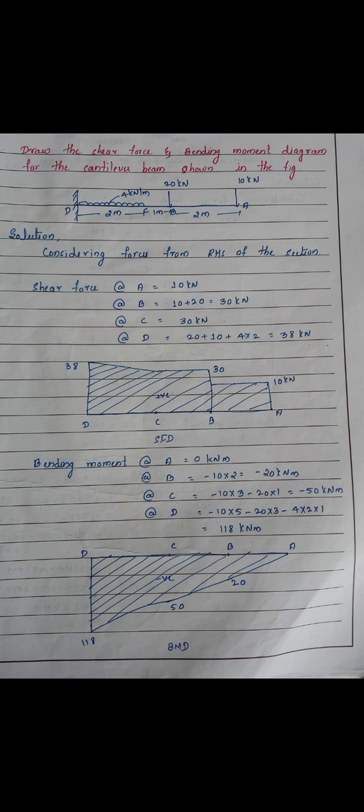then afterwards it will continue up to C, that is 30 kilonewton, and then afterwards at D its value is 38 kilonewton. And when you consider the shear force diagram with a UDL, in that case your shear force diagram will be an inclined straight line. So whenever you are drawing the SFD, you need to consider: when the beam is loaded with point loads, your shear force diagram will be a horizontal straight line, and when a UDL is acting, your shear force diagram will be an inclined straight line.